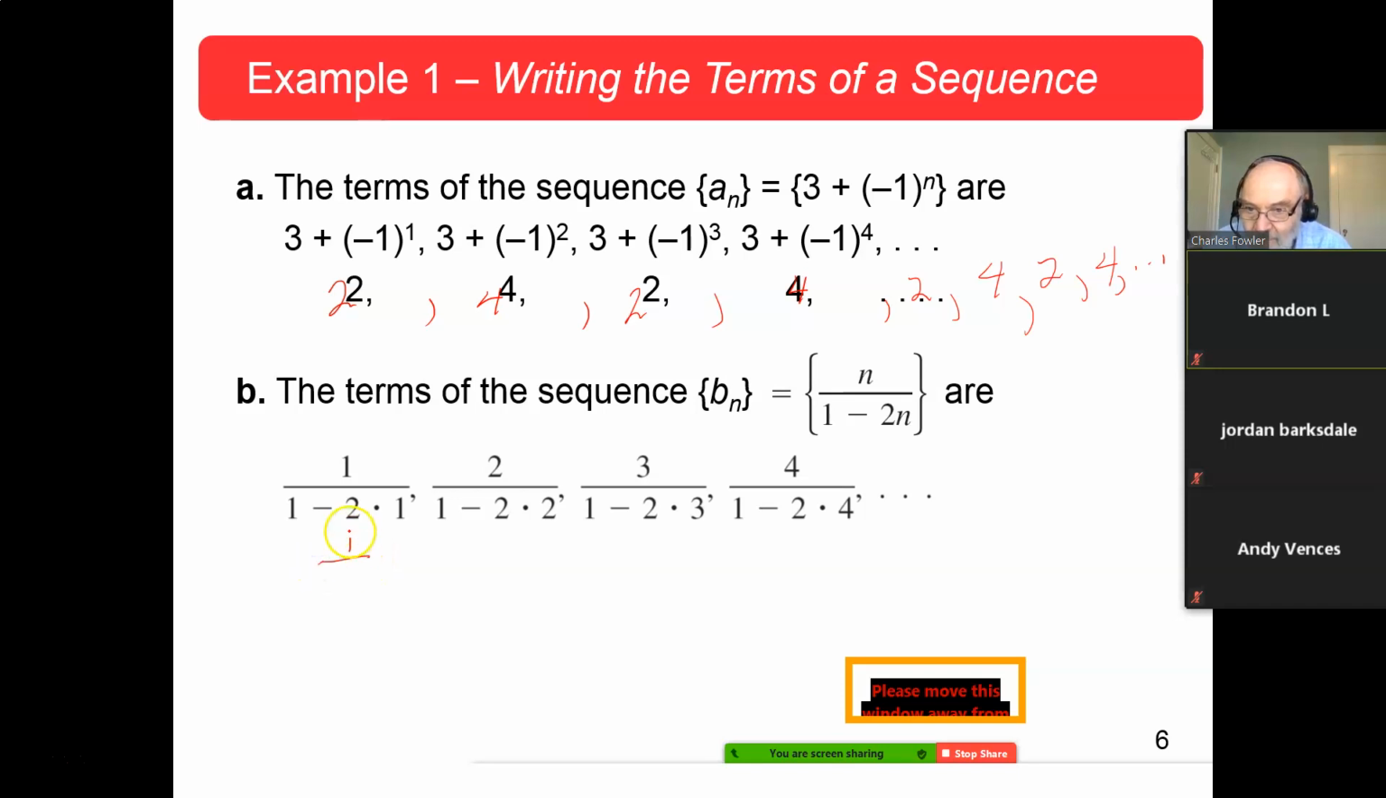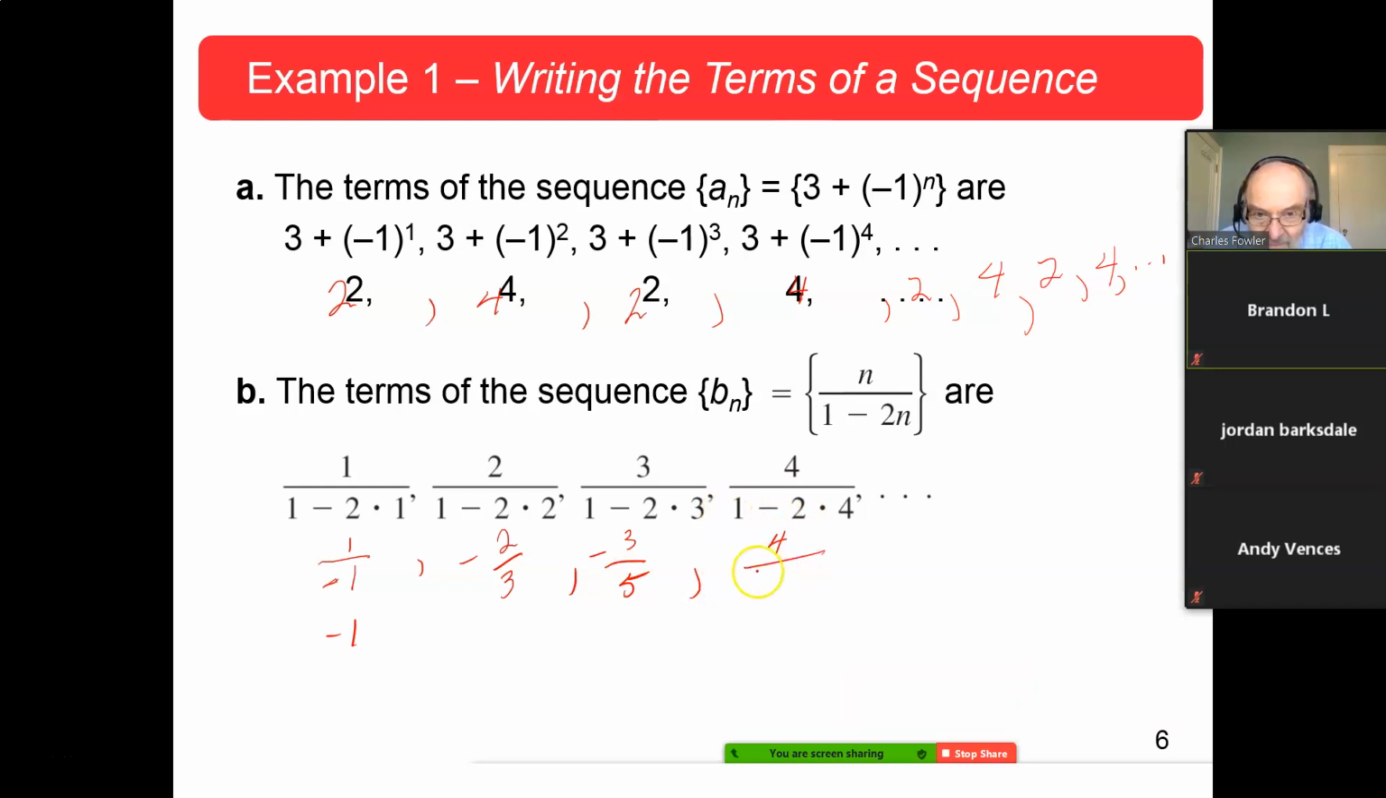1 over 1 minus, well, 2 times 1 is 2, but it's a negative 2, so 1 minus 2 is minus 1. Okay, so this will be a minus 1. Okay, second one is 2 over 1 minus 4, so that would be a minus 2 thirds. The next one would be 3 over 1 minus 6, that would be minus 3 over 5. The next one would be 4 over a negative 7, so that's minus 4 sevenths. And it keeps on going.